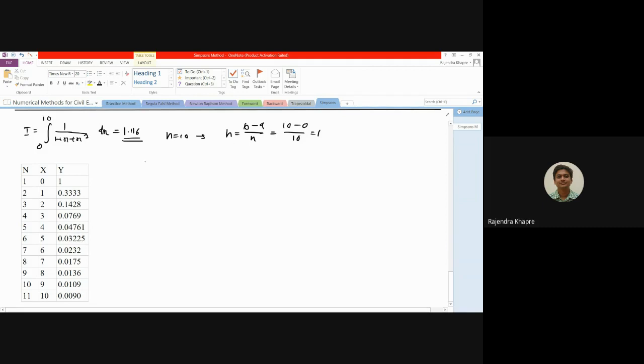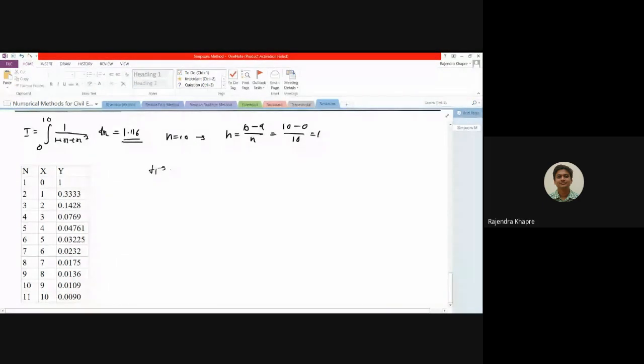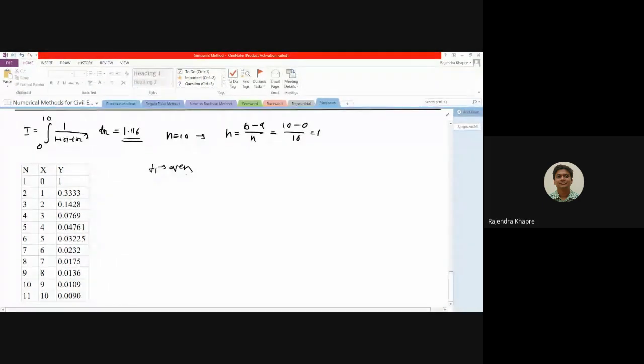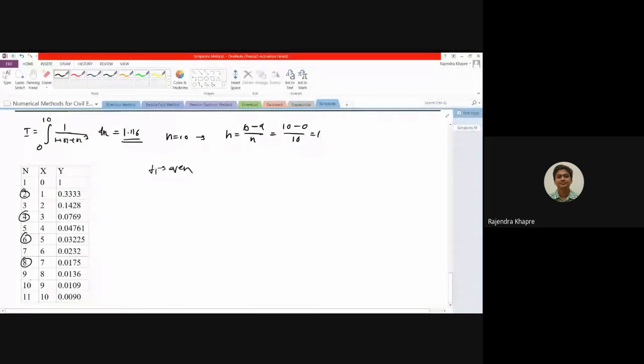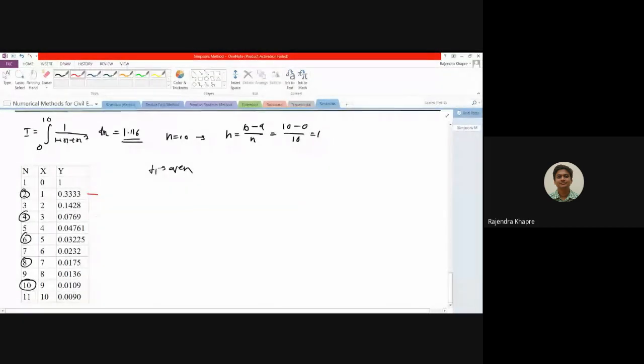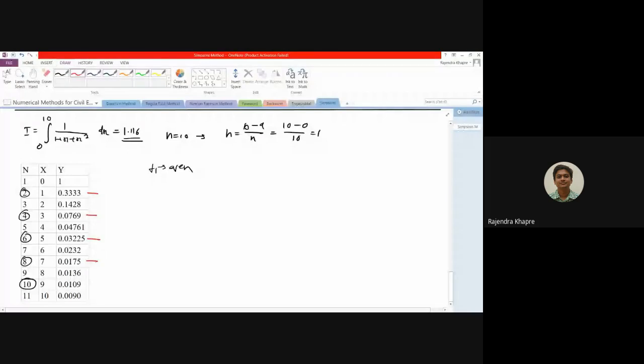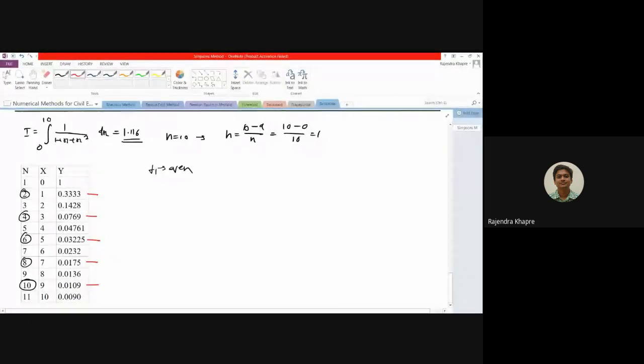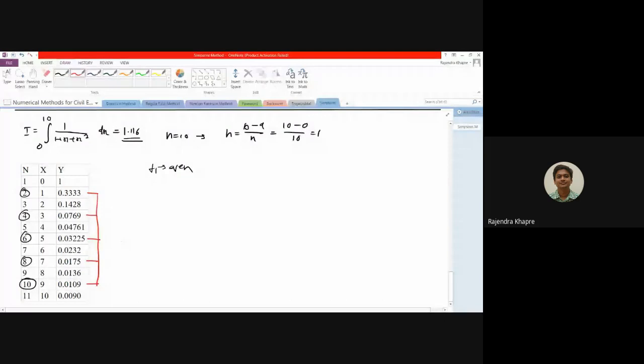So you have the T1 terms, which is nothing but your even terms. So your even terms are 2, 4, 6, 8, and 10. This is nothing but the summation of this term, this term, this term, this term, and this term. So there will be 5 terms. What will be the T1 value? Someone please tell me.